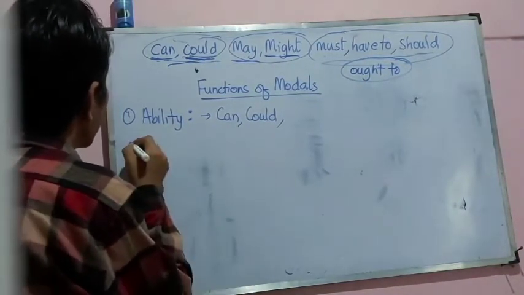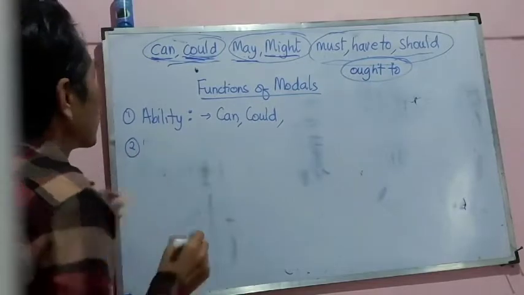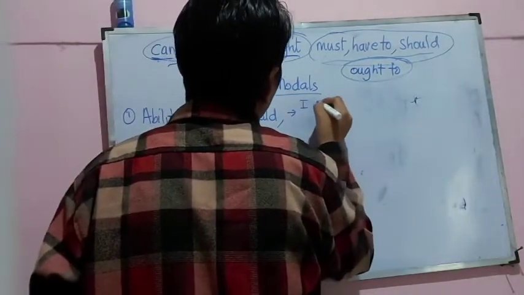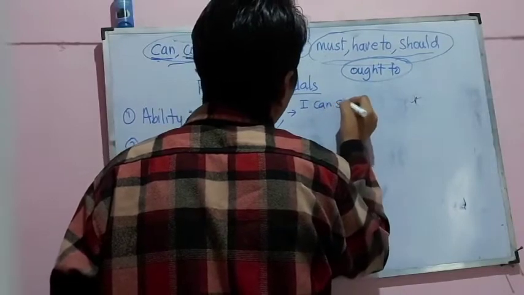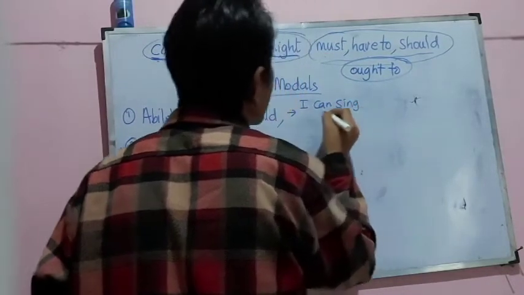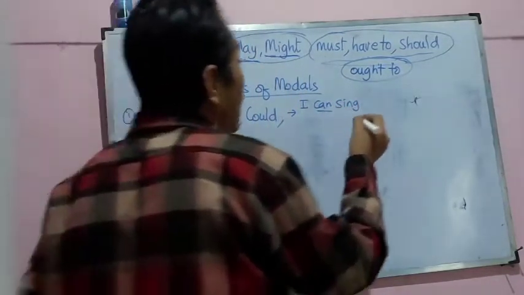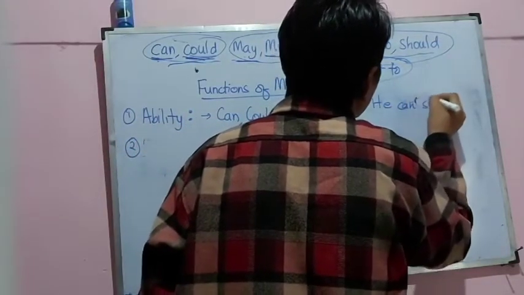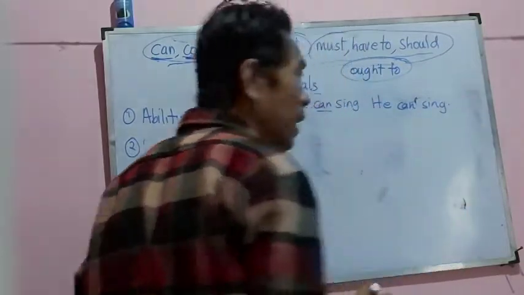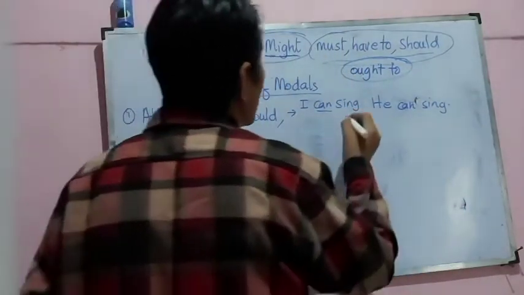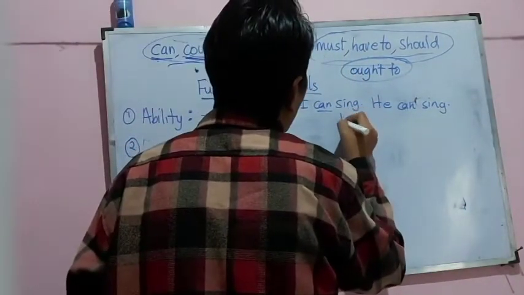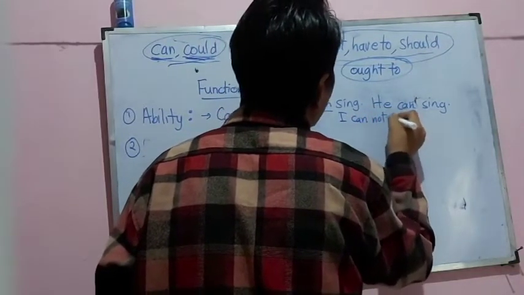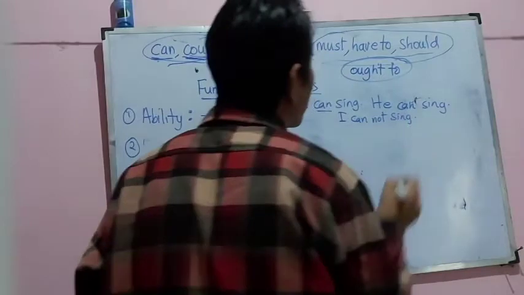And the second one is, I will also give you an example. For example, I can sing. He can sing. So it shows the ability. I cannot sing. So this is the negative.